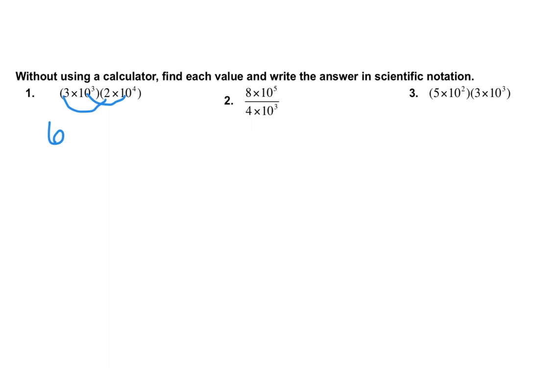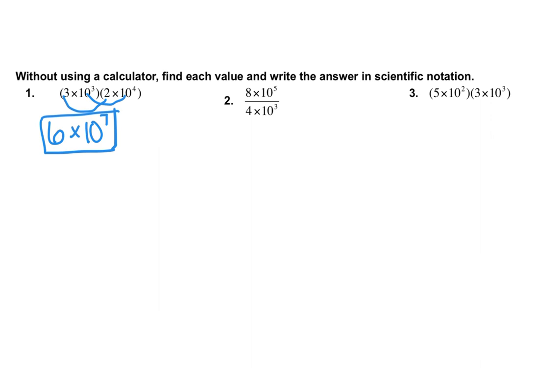And remember, when you multiply exponents of the same base, you have to add the exponents together. So you're going to get times 10, and I'm adding them together, so I'll get times 10 to the 7th. 4 plus 3 is 7. So I've multiplied them together to get 6 times 10 to the 7th power.